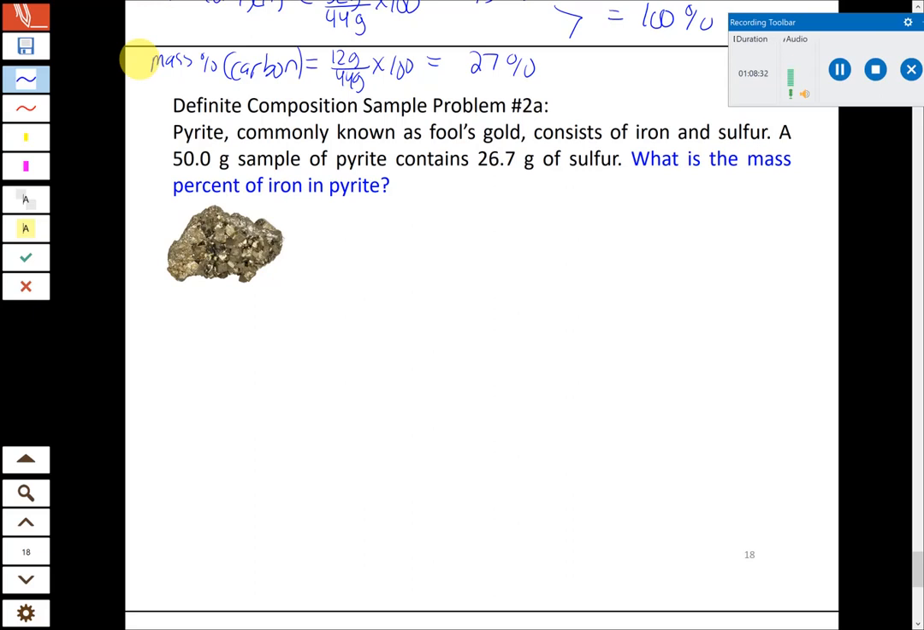So we have fool's gold, which is called pyrite, or is the formal name. You may have seen this before. It looks a lot like gold, but it's not. It's actually not valuable at all. It looks nice. And anyway, if we have a 50-gram sample of this pyrite, it contains 26.7 grams of sulfur. What is the mass percent of iron in pyrite?